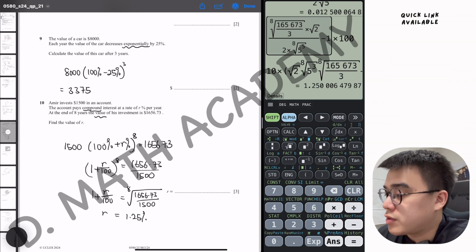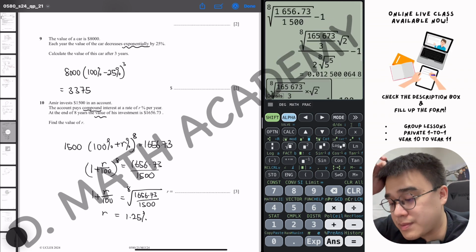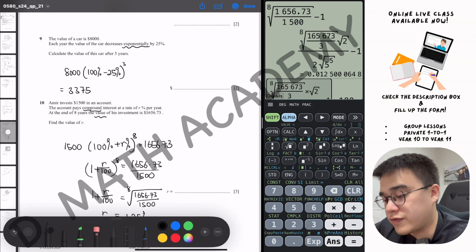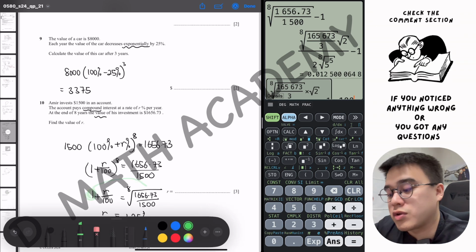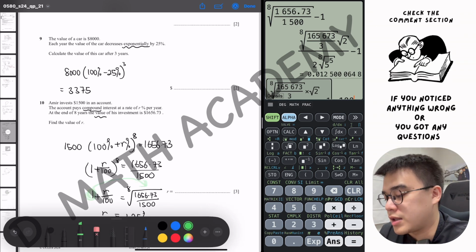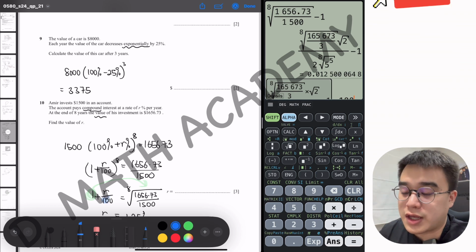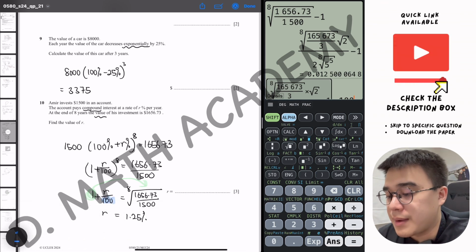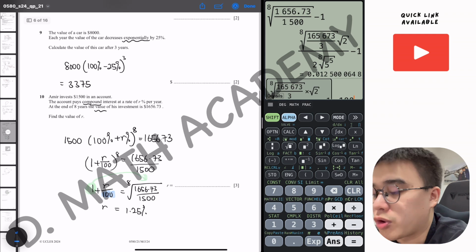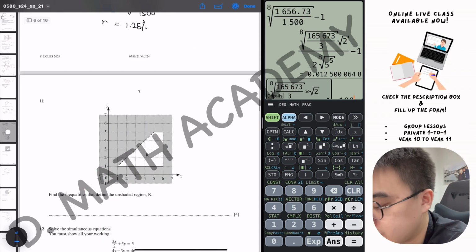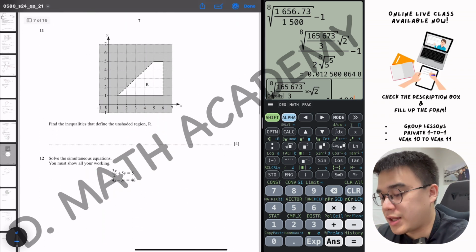Okay, so you can refer to this working here. Okay, I minus by 1 because I shifted this one to the other side. It would turn into negative. And then the division of 100, when you shift again, it's going to become multiply, making the answer 1.25%. Moving on to question 11.